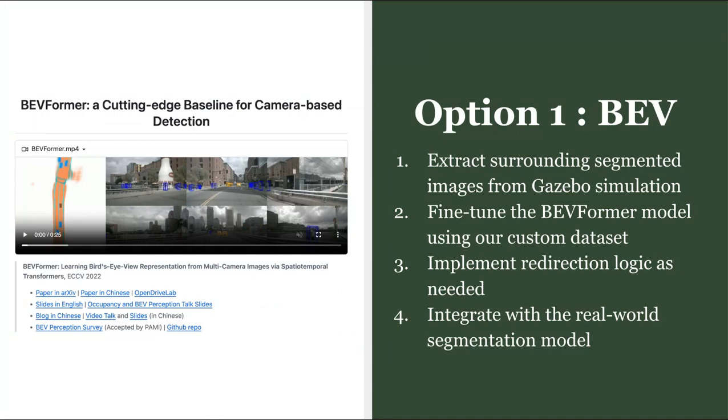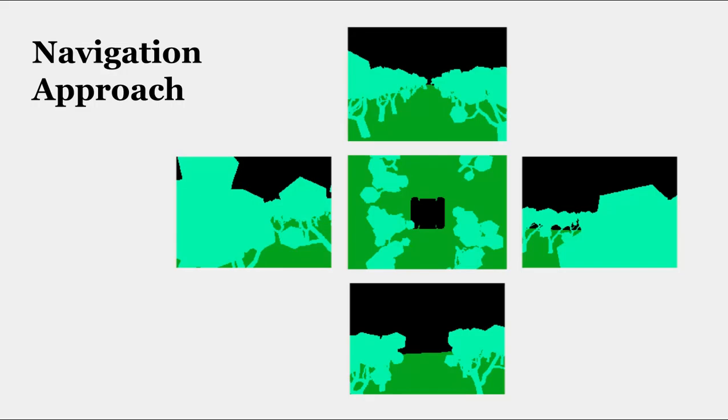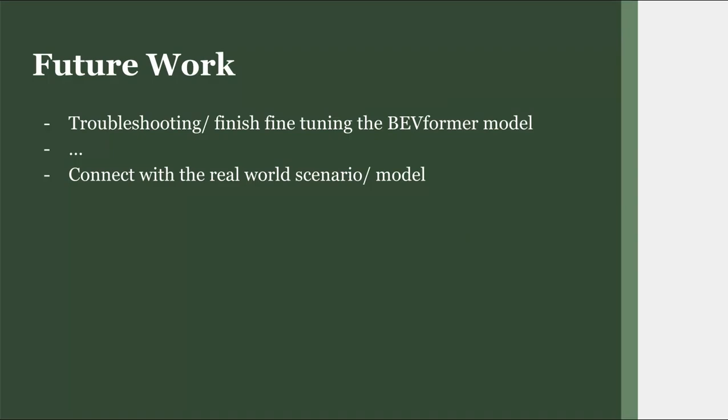This option emphasizes advanced perception but also requires significant fine-tuning in order to be reliable. As you can see, we completed the first step, which was to get the segmented images from the front, left, right, back, and top-down views from the Gazebo simulation. However, we had issues getting all the information needed to fine-tune the pre-existing BEVFormer model, so in the future, we would want to troubleshoot and finish fine-tuning the BEVFormer model and connect it with the real-world scenario model.